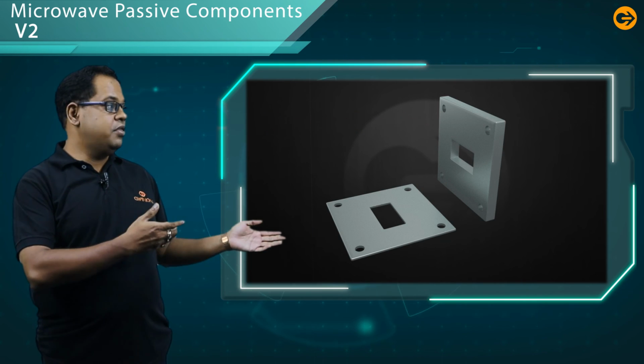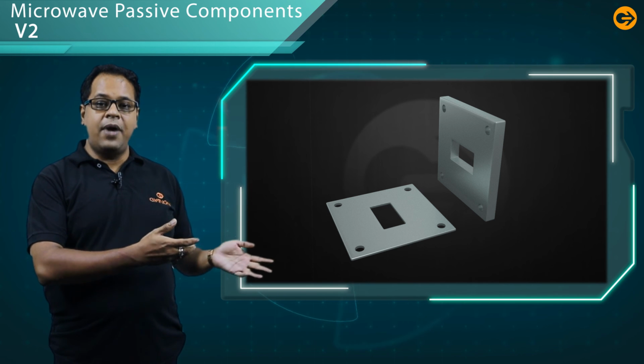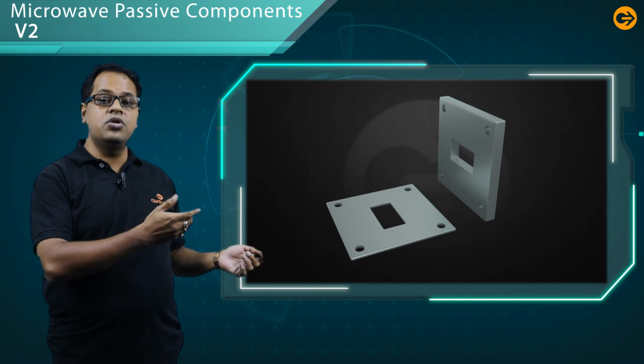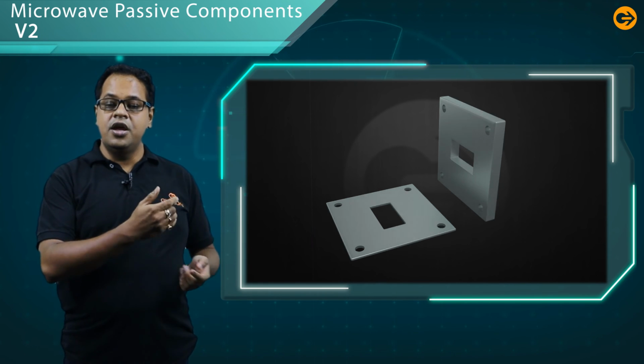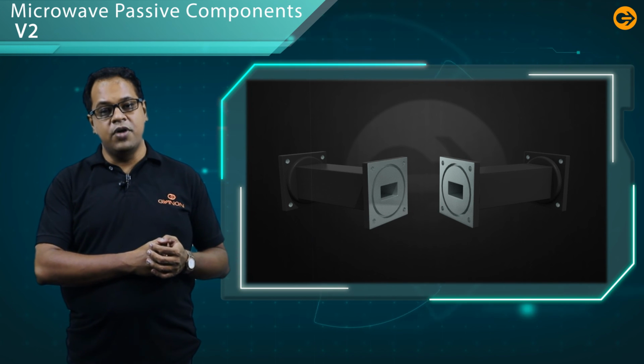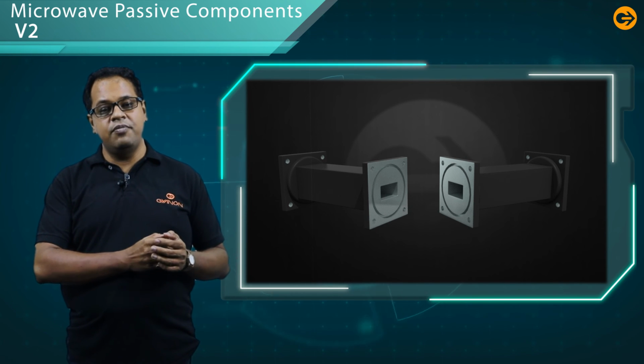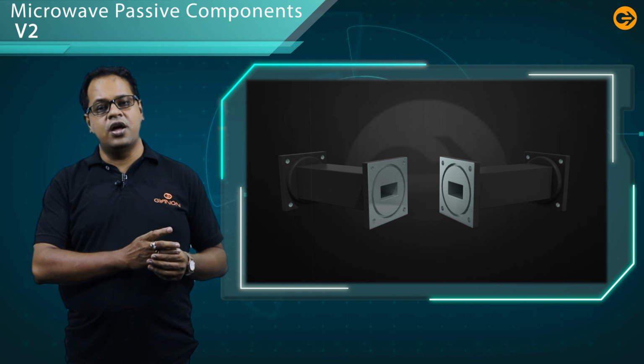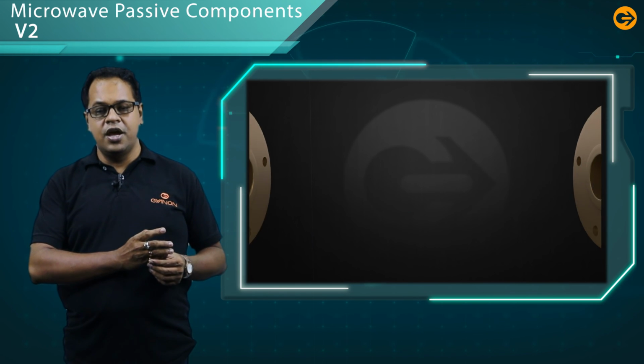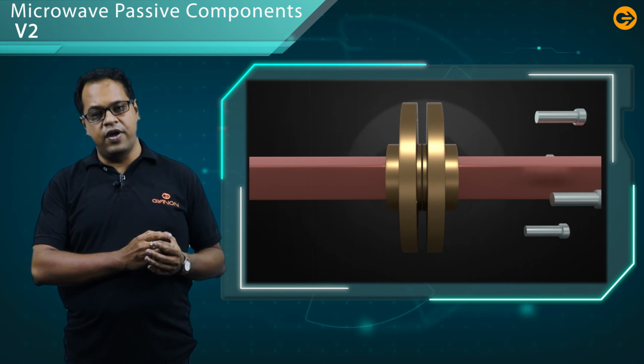Microwave flange is as shown. The microwave flange is used in between the two waveguides because the signal can be moved smoothly from one waveguide to another waveguide. It is basically used to join two waveguides.